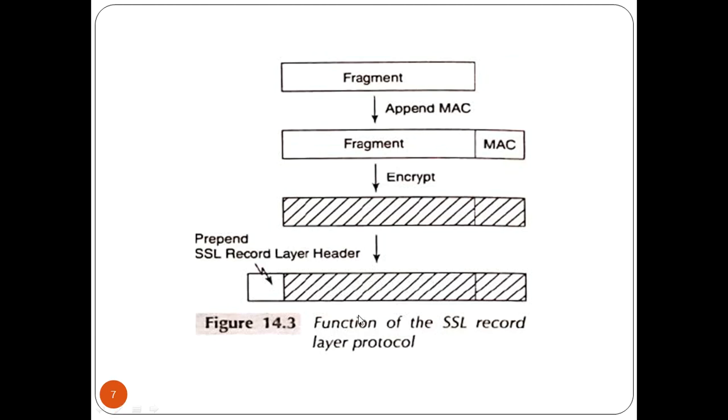If it is at the sender side, then the next layer is going to receive this fragment with its header information of the record layer, and it moves on to the next layer. So these are the functions of the SSL record layer protocol as well as the handshake protocol, which we discussed in the previous slide.